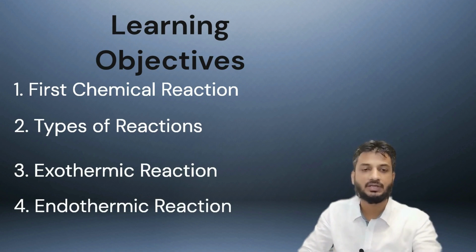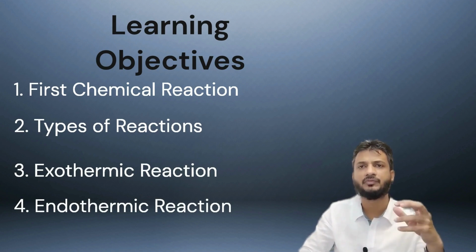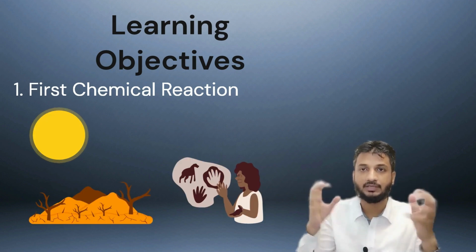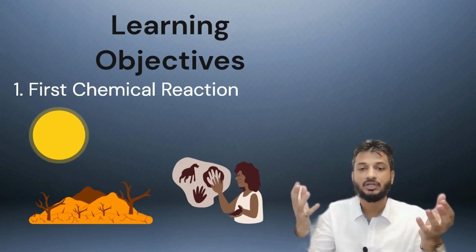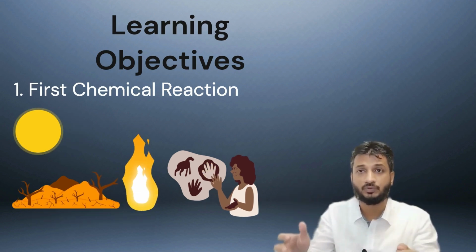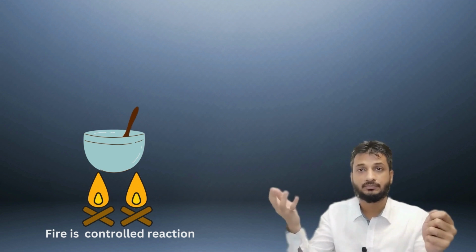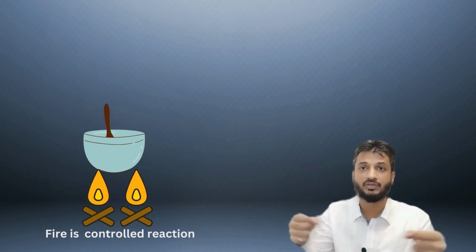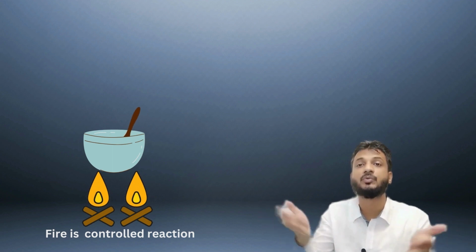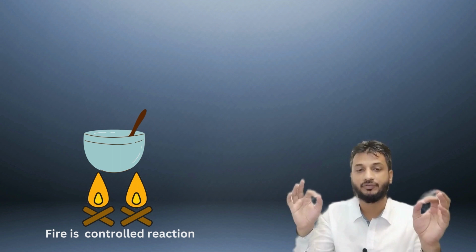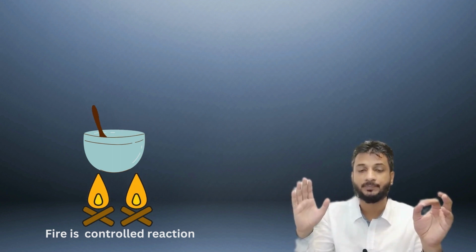So let's quickly start with the first objective, guys, a bit of history of reactions. The first reaction which mankind, the humans, did on this earth was fire. Why? Because it was a controlled reaction. We used to heat wood for cooking food, and we used to control the amount of heat we needed. If we needed more heat, we used to put more wood. So arguably, the first chemical reaction is fire in the history of human beings.